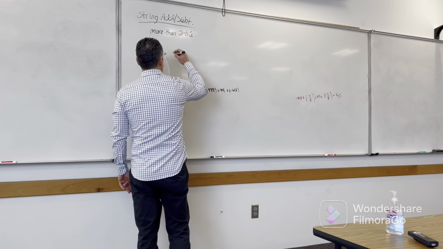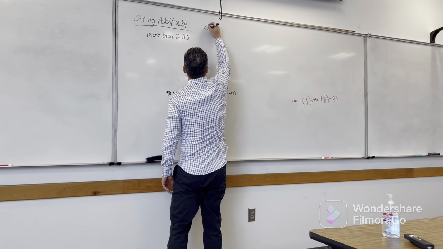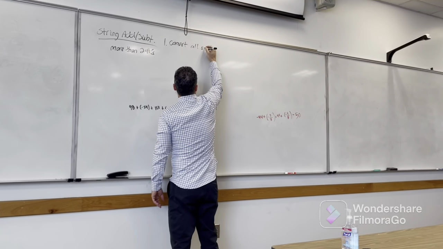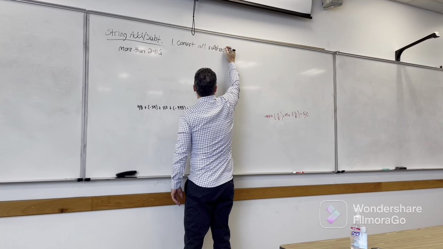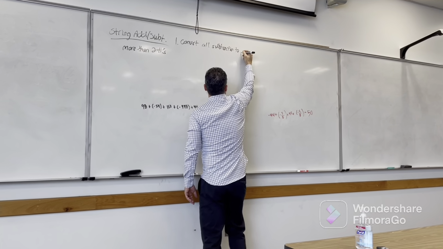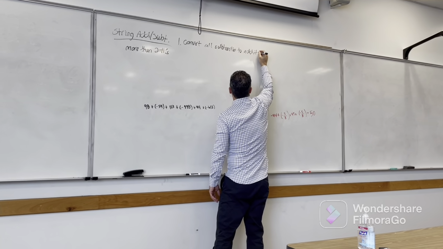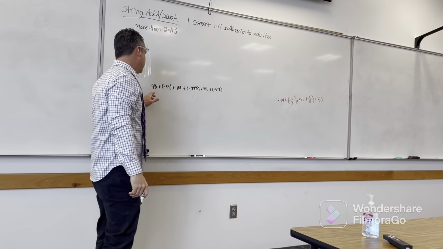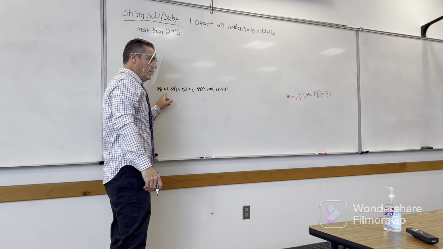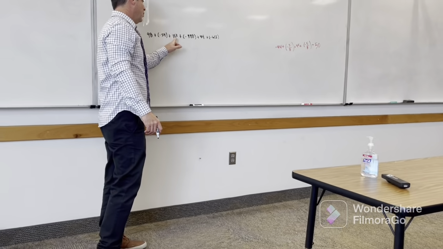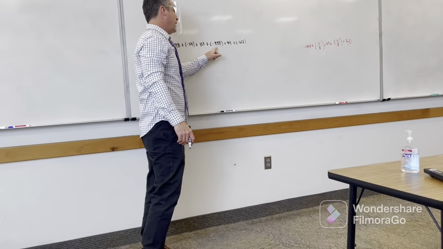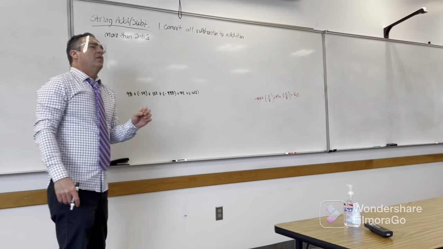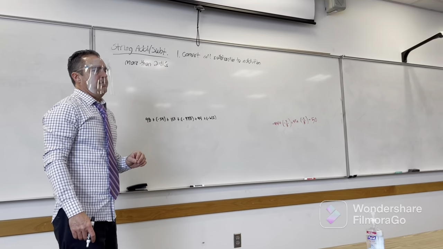The first thing you want to do is convert all subtraction to addition. Now, in this particular problem written in black here, we don't have to do that because it's all being added. Look at 98 plus negative 54 plus 113 plus negative 998 plus 44 plus negative 612. So everything's being added.